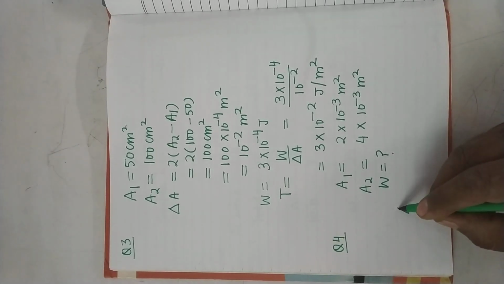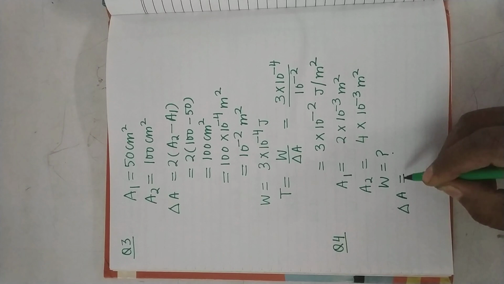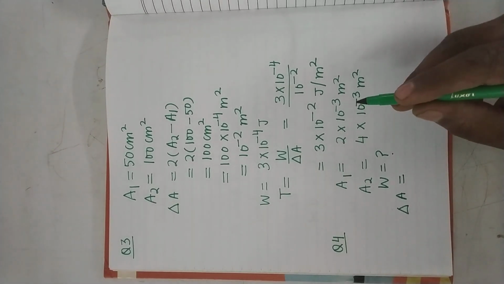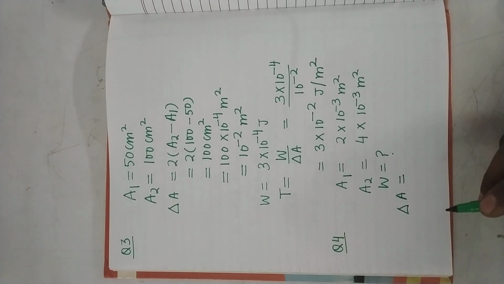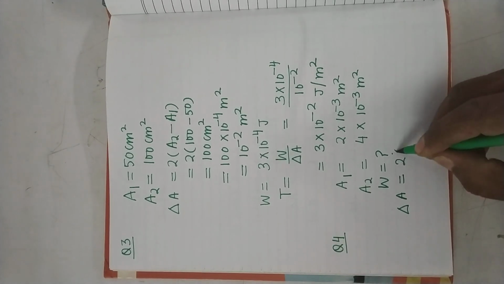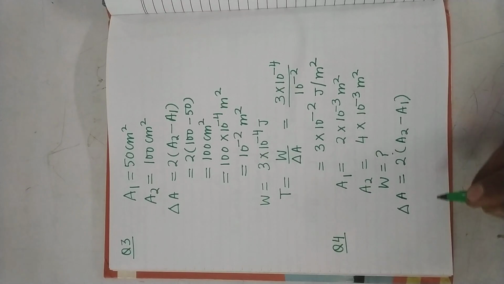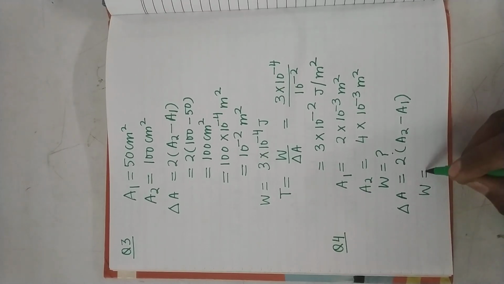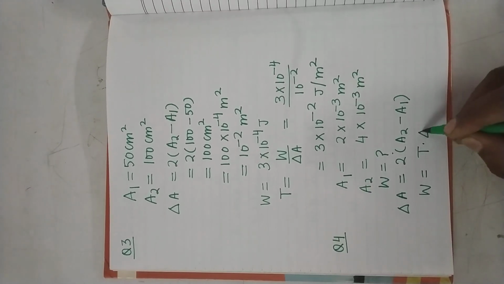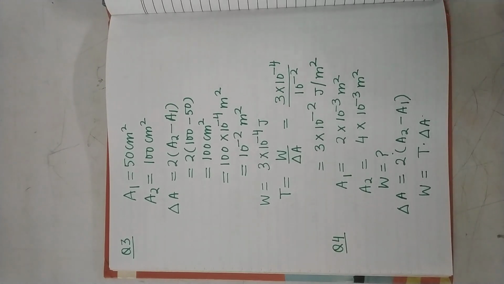What will be delta A? If you see the delta A, it will be twice the difference of A1 and A2. 2 into A2 minus A1. This will be delta A. It is clear. So what will be the work? W equals T into delta A. So that you can do. I hope that there will be no problem in doing this question.